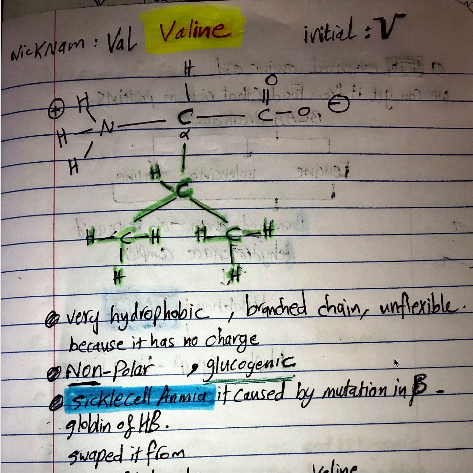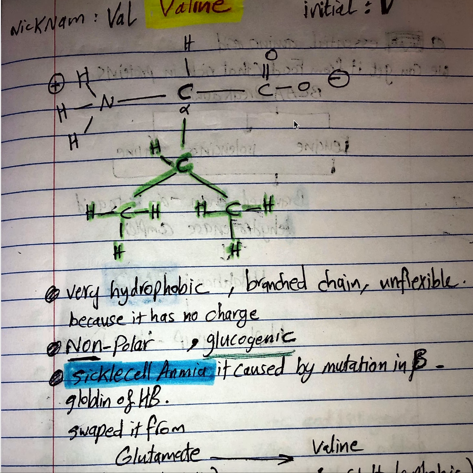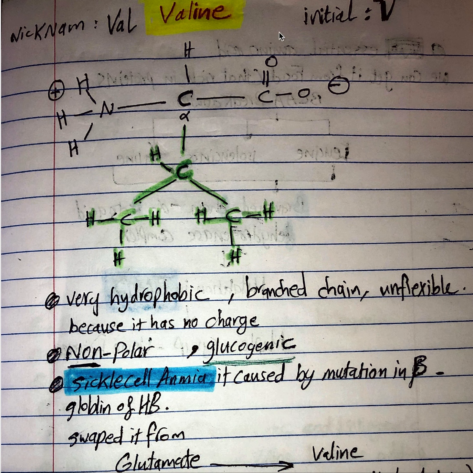So we will start with valine, and we can notice that the nickname of valine is Val. It's the first three letters, so you can predict it. There is no trick here, and the initial is V. Valine, as any amino acid, contains the carboxylic group, the central group, and the amino group.